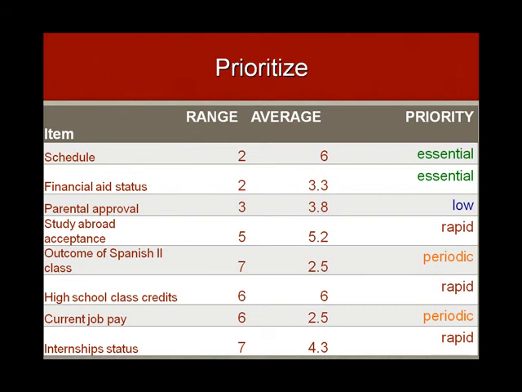The range and mean were calculated across decisions. The objective is to find if an information item is needed across many decisions. Items having a narrow range and a high average are considered essential or important to all issues. Items having a wide range and a high average are considered of rapid priority and are important to most issues.